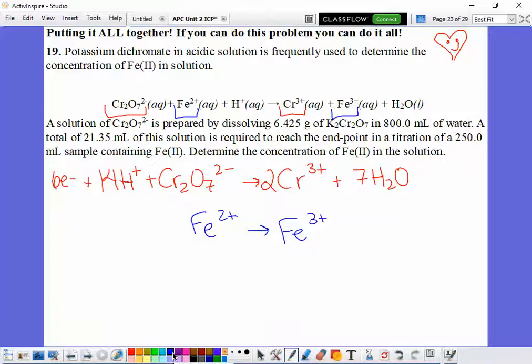Second half reaction, iron's already balanced. There's no oxygen or hydrogen. The only thing I need to do is add an electron to the right. Isn't that nice? What am I going to multiply that second half reaction by? 6.